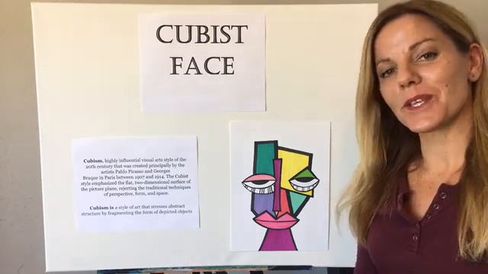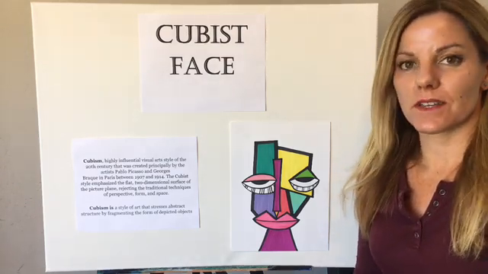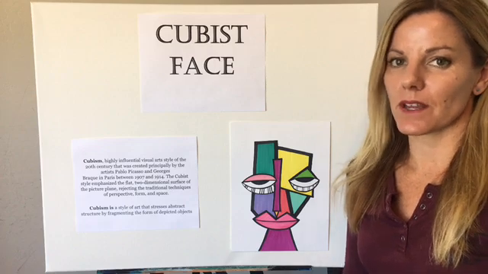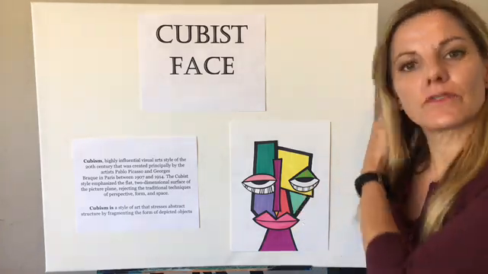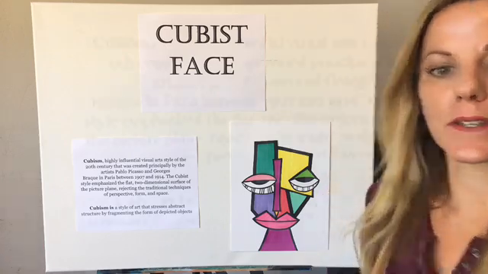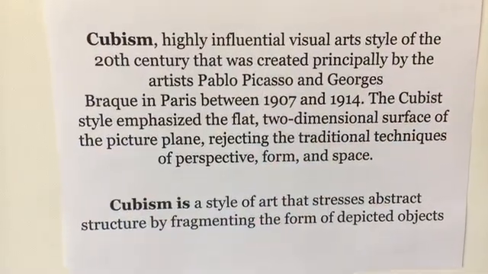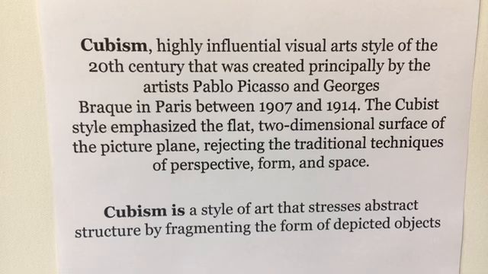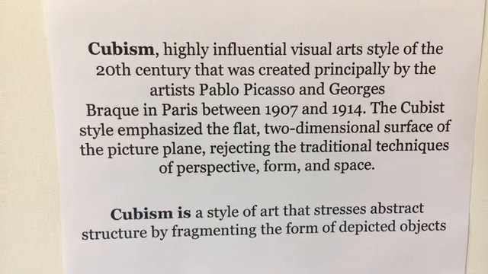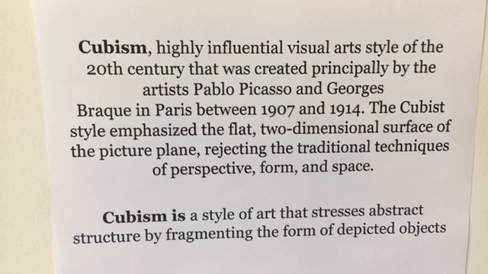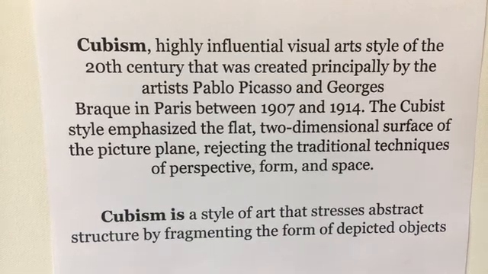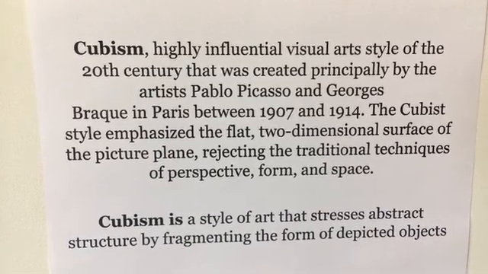Here we go. So this week we're going to be discussing what Cubism is, and we're going to be creating our own Cubist face. So let's first look at what Cubism is. Cubism is a highly influential visual art style of the 20th century that was created principally by the artists Pablo Picasso and Georges Braque in Paris between 1907 and 1914.